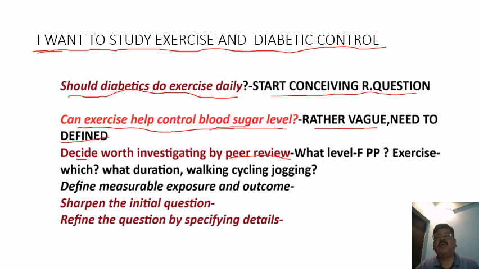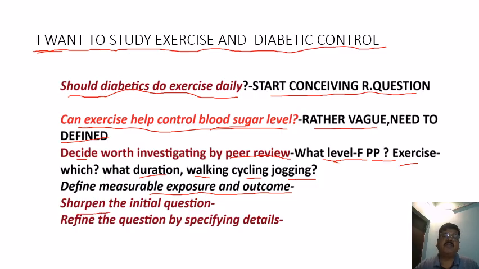What blood sugar level would you like to measure? For example, whether you would like to do the average blood sugar, or whether you would like to investigate the postprandial blood sugar. So that is another refinement. And second is exercise. Which exercise, whether it is cycling or walking or jogging. The duration of exercise, that also we have to decide. Then define measurable exposure and outcome. So exposure is walking. Outcome is control of the blood sugar level.